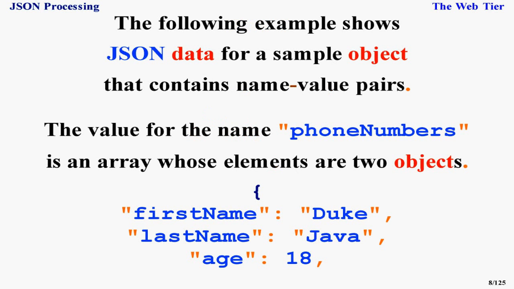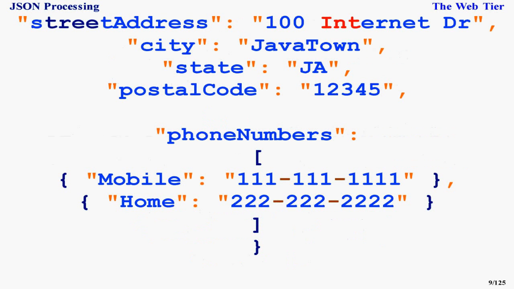The value for the name phoneNumbers is an array whose elements are two objects: firstName, Duke; lastName, Java; age, 18; streetAddress, 100 Internet Drive; city, JavaTown; state, JA; postalCode, 12345; phoneNumbers: mobile, 111-111-1111; home, 222-222-2222.